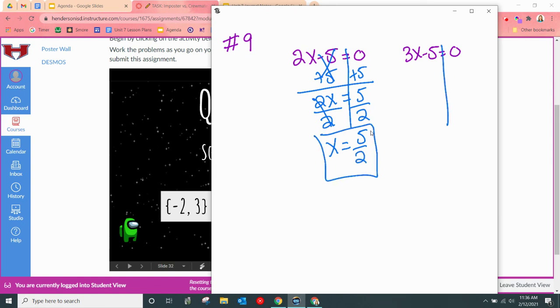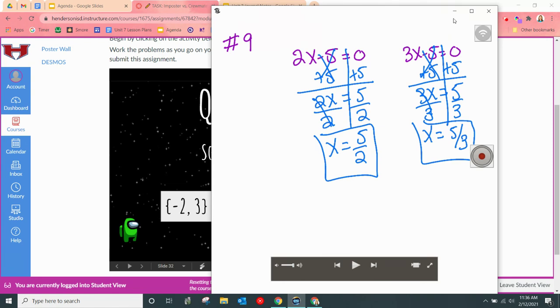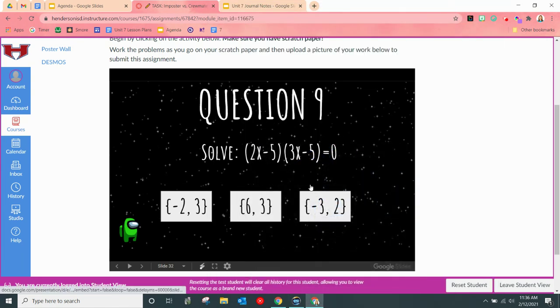And then I'm coming over here and solving this one. So minus 5, so I'm going to plus 5 on both sides. So 3x equals 0 plus 5 is 5. Divide by 3. x equals, I'm going to leave it as the fraction, 5 over 3. So then I'm going to come over here. I'm looking for 5 halves and 5 thirds.